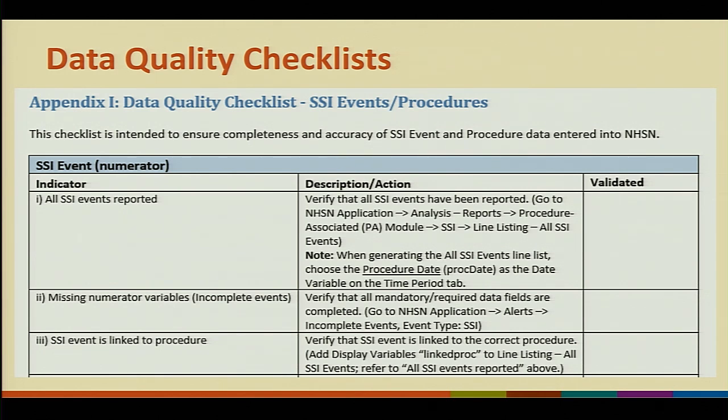So these data quality checklists, we have 3 of them available. There's one for CAUTI-CLABSI, one for Lab ID, and one for SSI. And I've put in here a snapshot of the SSI checklist. The checklists provide recommended data quality checks that you can do of common errors that we see for both numerator or event data and for your denominator data for each HAI type. And we also have included in there associated descriptions or actions of what you want to look for, and analysis reports that are available for checking this data and how to access those analysis reports.